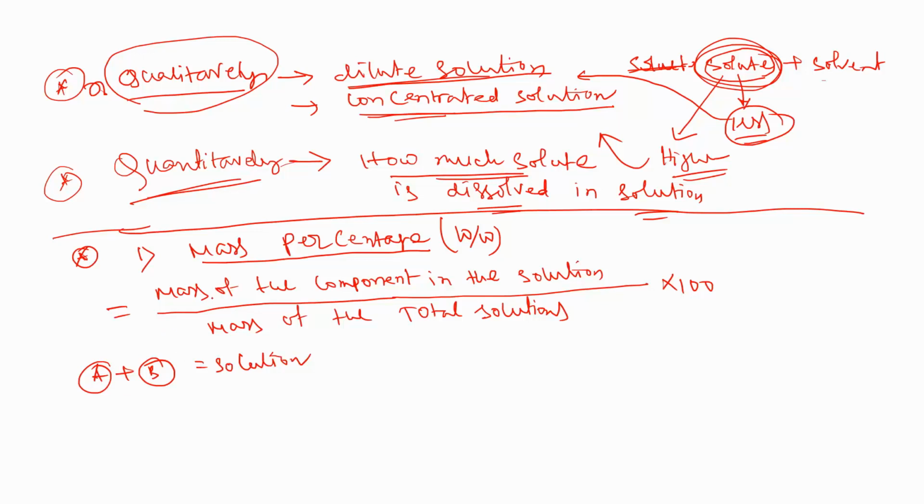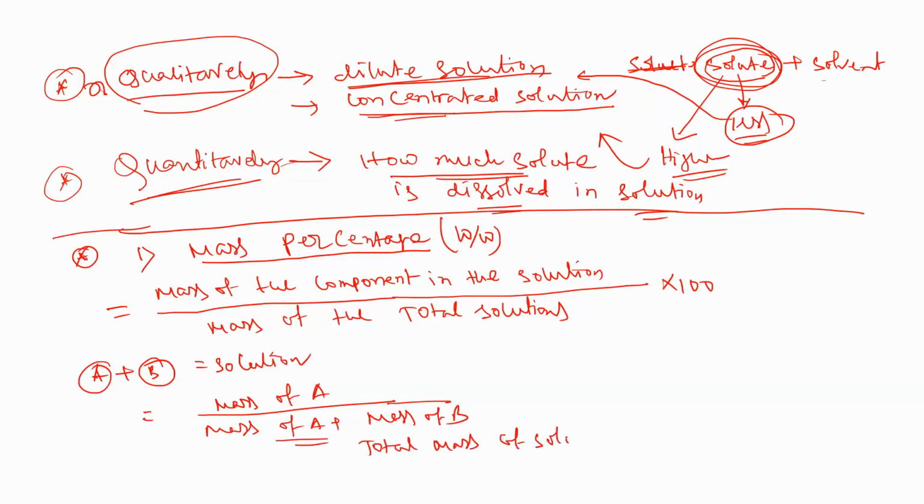Suppose I want to calculate the mass percentage of A in the solution. Then what will be the equation? The mass of A by mass of A plus mass of B, which is the total mass of the solution, into 100. In this way we can also find the mass percentage of B in the solution. Let us consider an example.